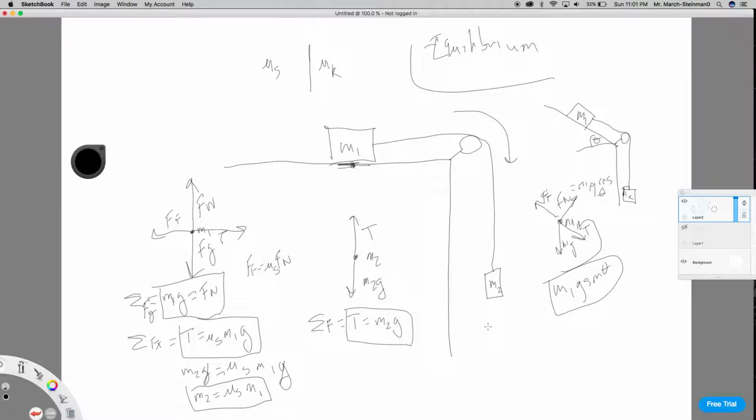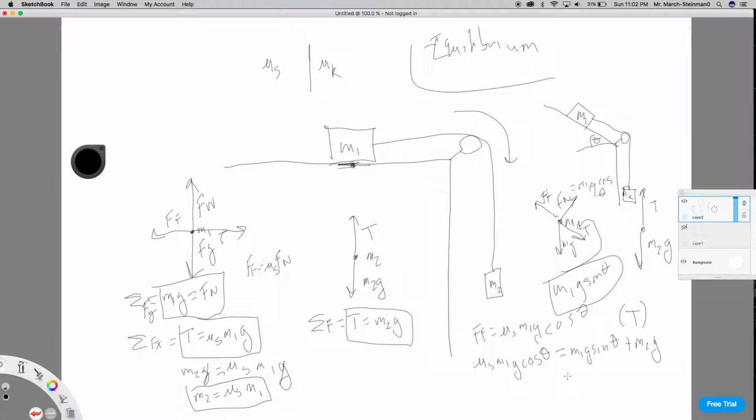So the terms would look something like this. The maximum frictional force is equal to mu sub s times Fn, which is m1g cosine theta. And then we have to balance that with tension, which is still m2g in equilibrium. So we have mu sub s m1g cosine theta, and then that has to balance with the force of gravity down the ramp plus the tension value, which is m2g.